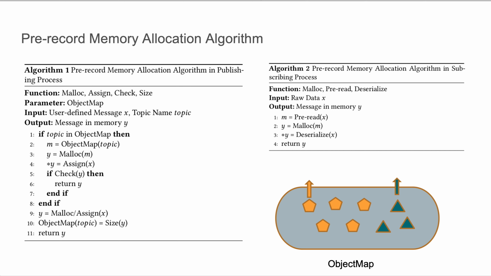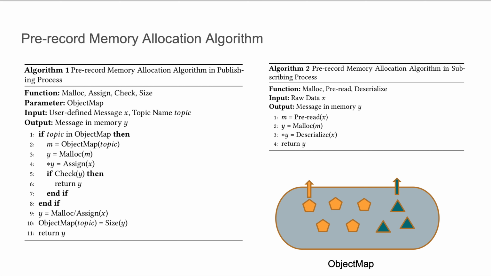In the publishing process, we keep an object map to hold the objects. When the memory allocation is invoked, we first inquire the object map to obtain the total size. If the key is not found, the memory will be allocated recursively and the value will be assigned and saved in the object map. Otherwise, the memory can be directly allocated from the memory pool.